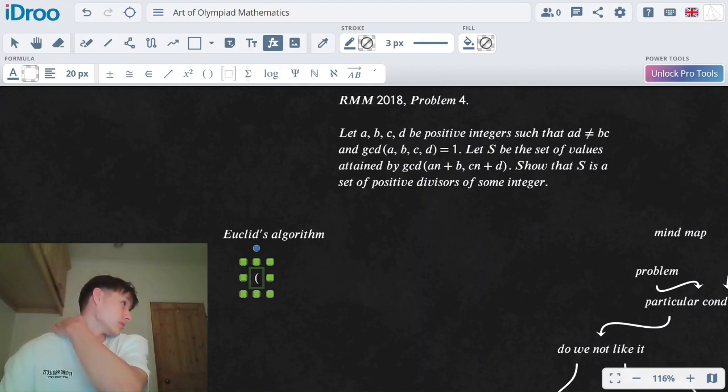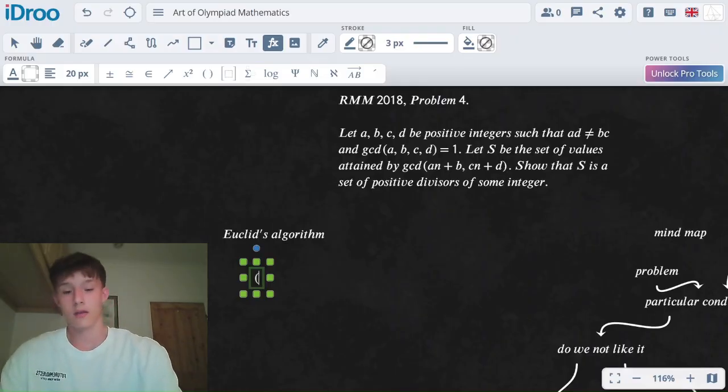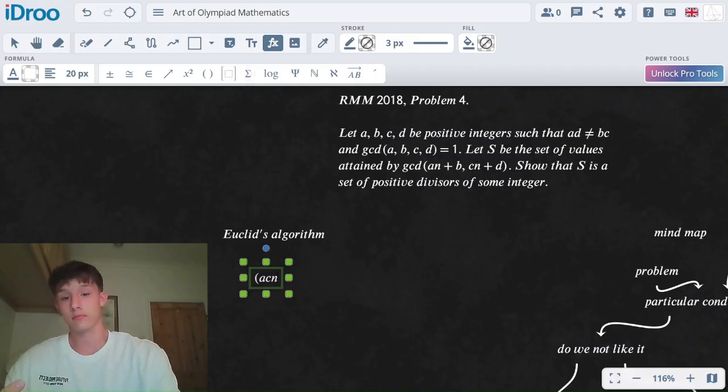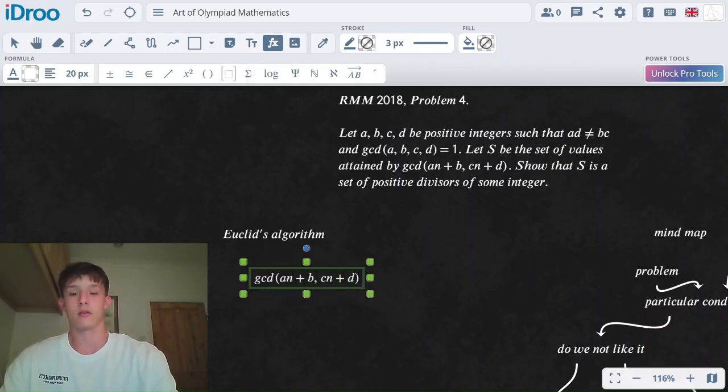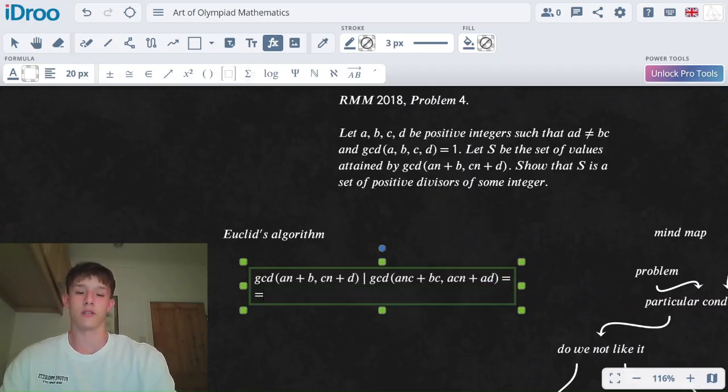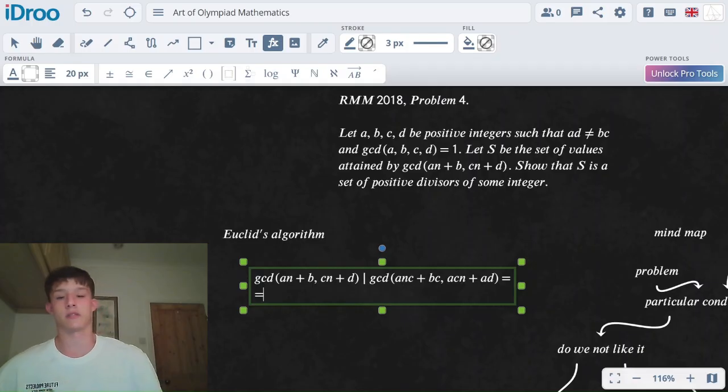And actually, Euclid's algorithm gives us quite a neat thing. So first of all, we can write down that the GCD of an plus b and cn plus d divides the GCD of anc plus bc and acn plus ad. Ooh, that's pretty interesting. The reason why it's pretty obvious is just because we multiply one part by c, the other by a.